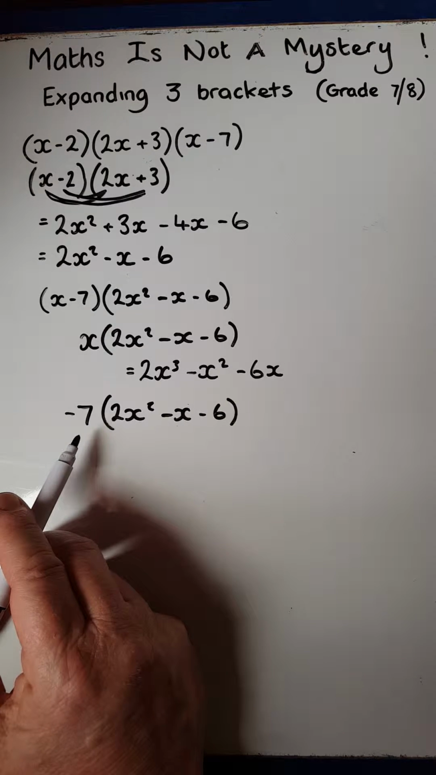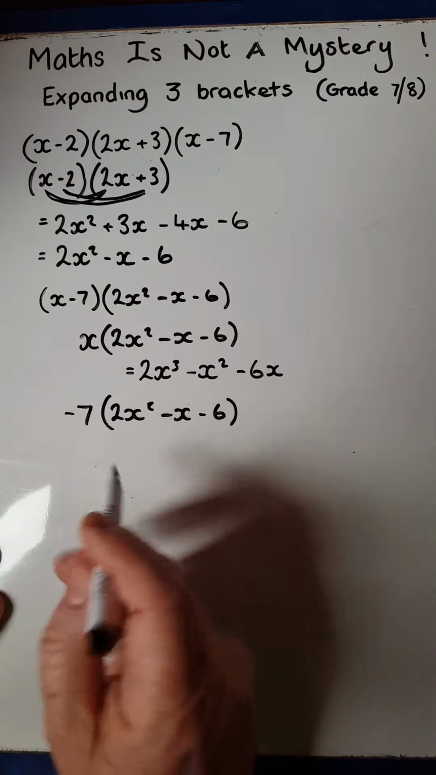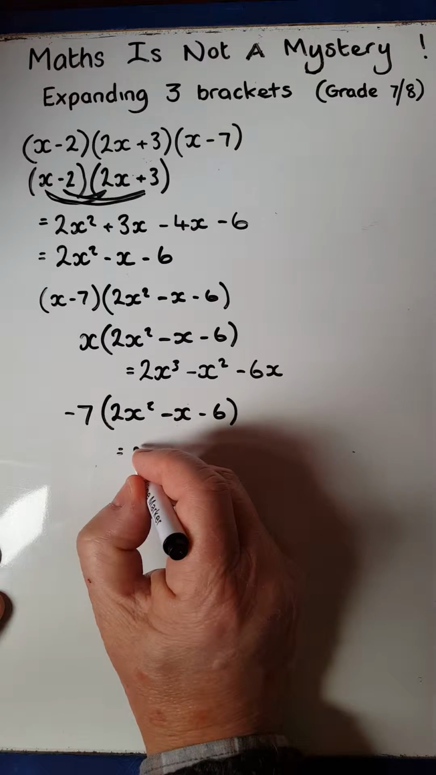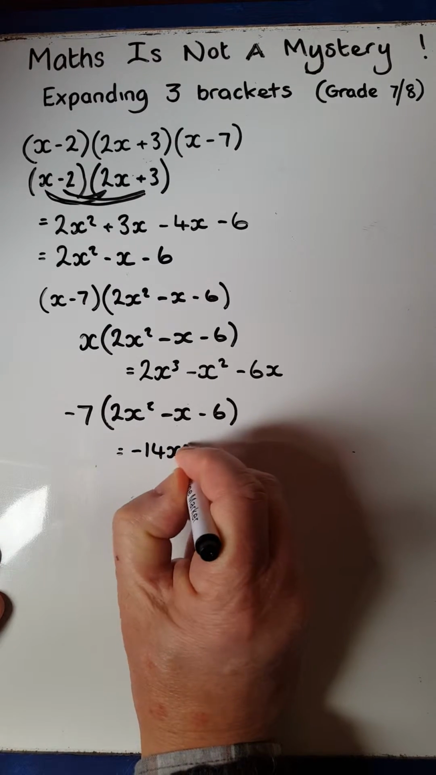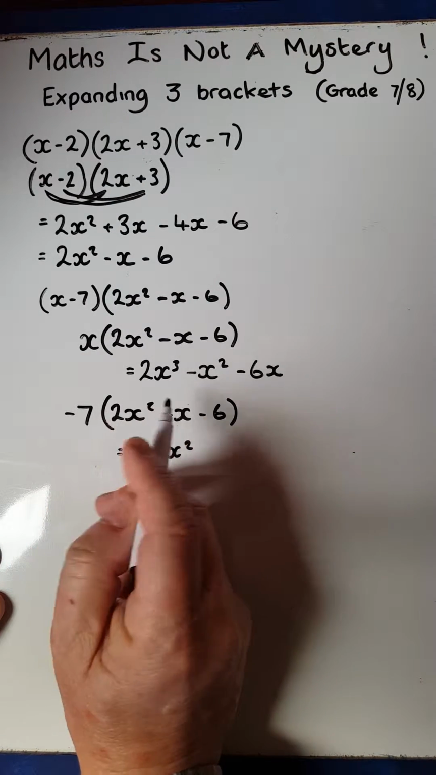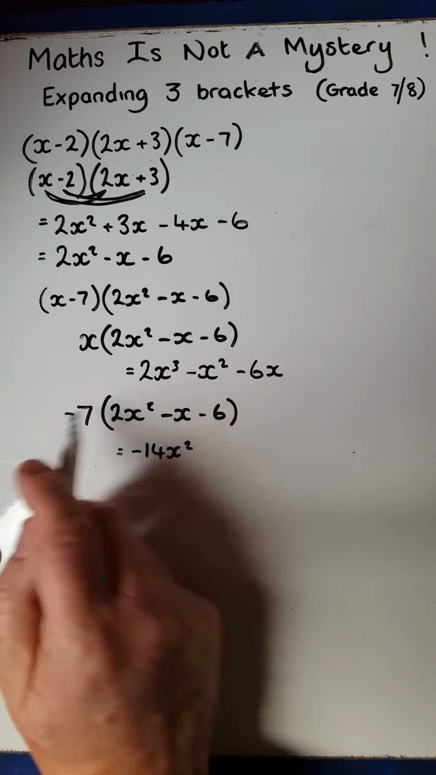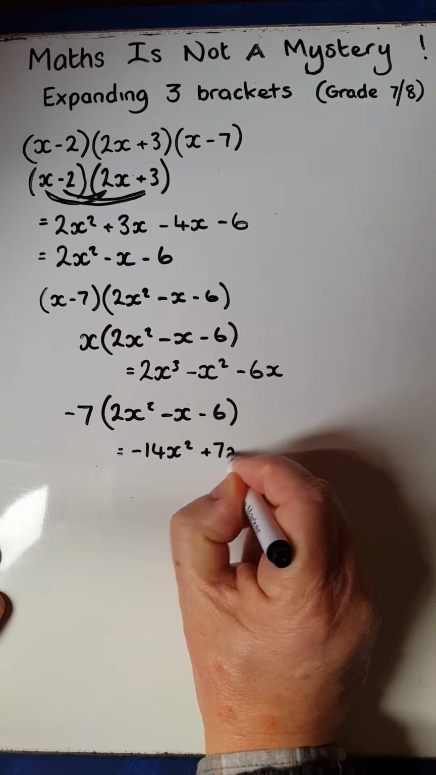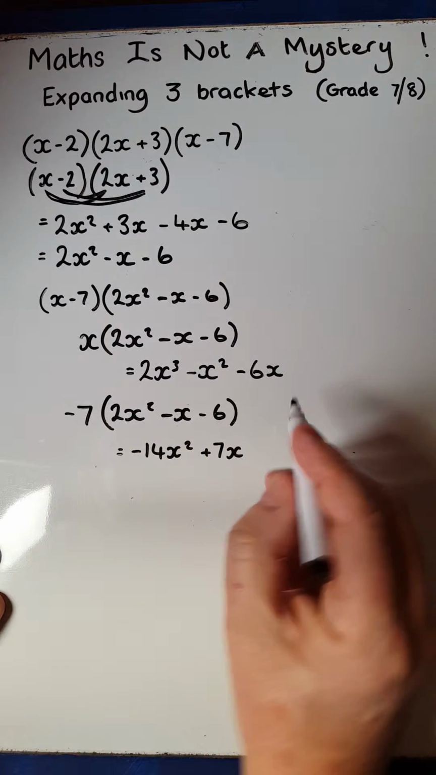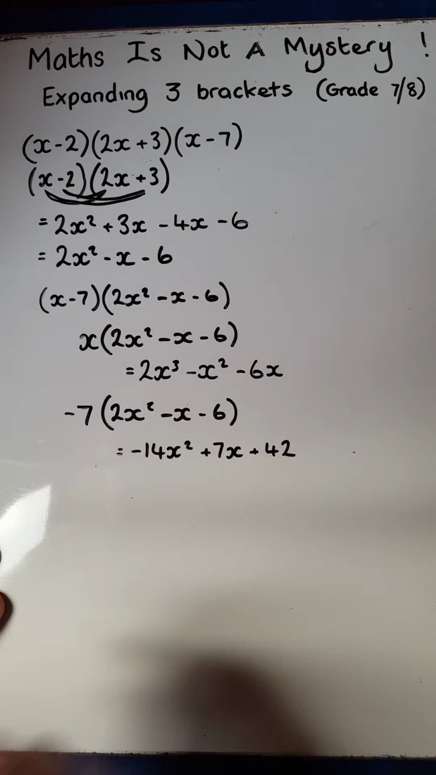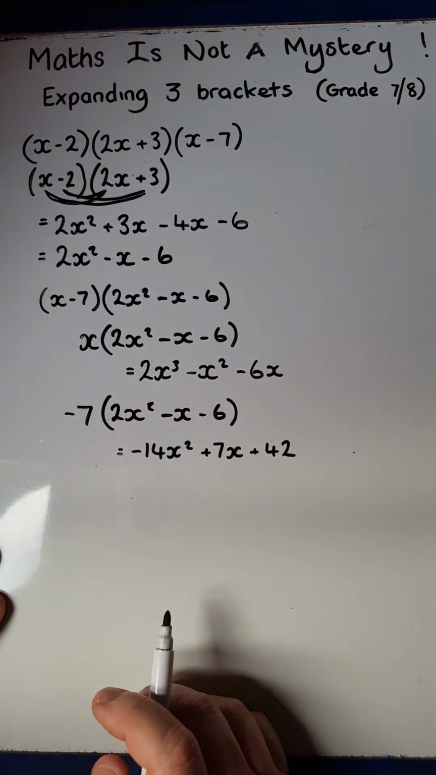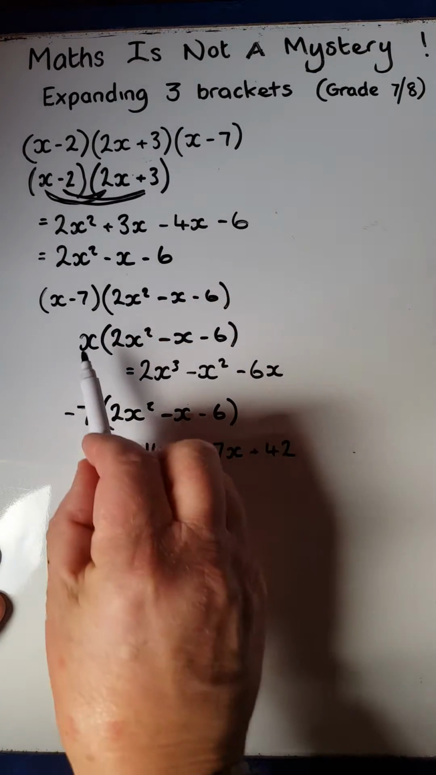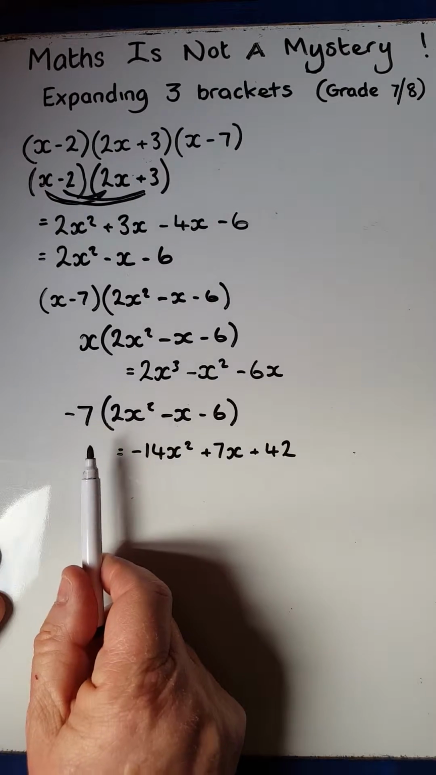Now we'll expand the second part. Minus 7 times 2x squared is minus 14x squared. Minus 7 times minus x, 2 minuses make a plus, so that's going to be plus 7x, and minus 7 times minus 6 is going to be plus 42. So what we've done so far is we've got an answer for expanding the first part just by x, and an answer for expanding by minus 7.